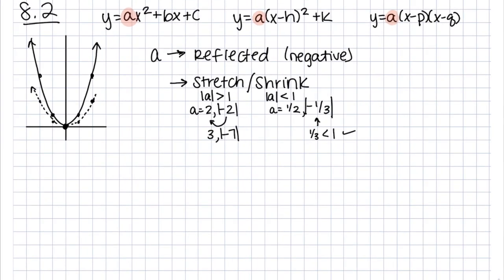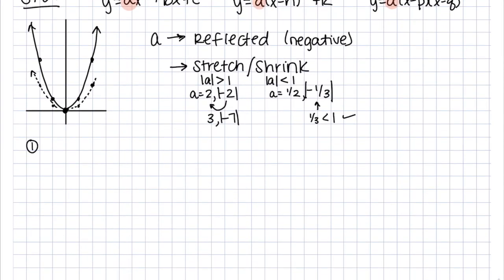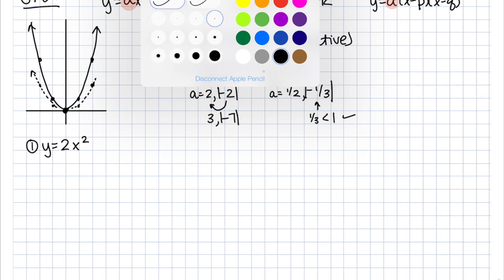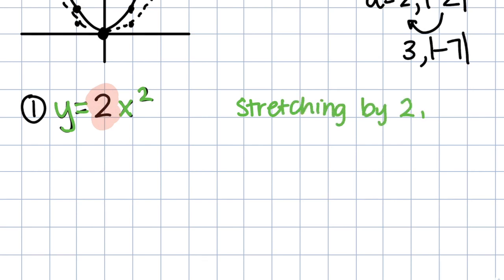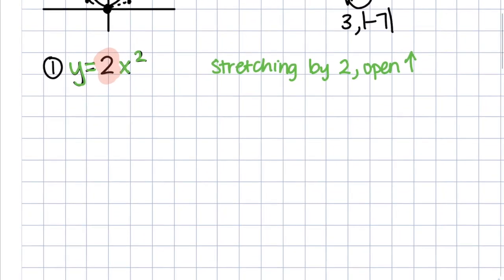Okay, so now we're going to graph a couple of different ones. So let's go ahead and graph problem 1. We're going to do y equals 2x squared. So first I want to see my parent function, which is still in here. So we still have y equals x squared. Once I identify that, I can say this 2 means that I'm stretching by 2, and since it's positive, that means it's opening up. So let's go ahead and graph that.